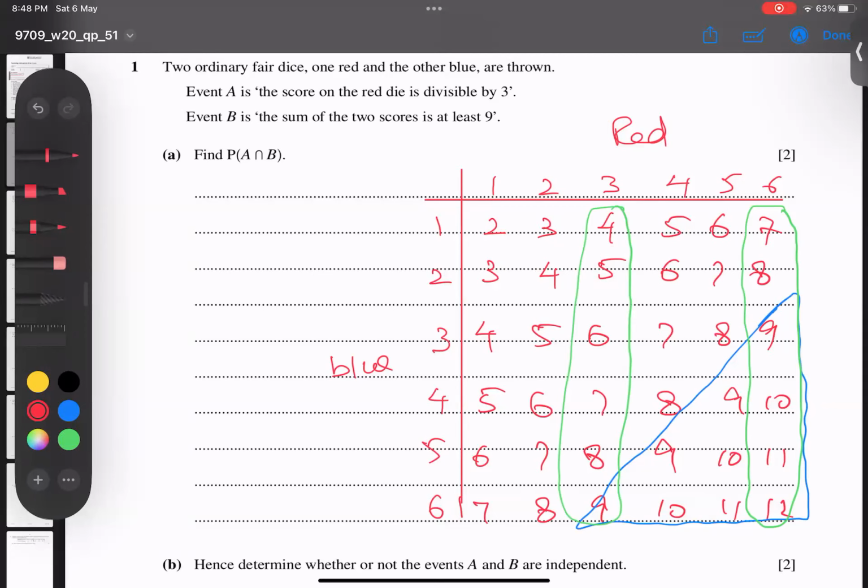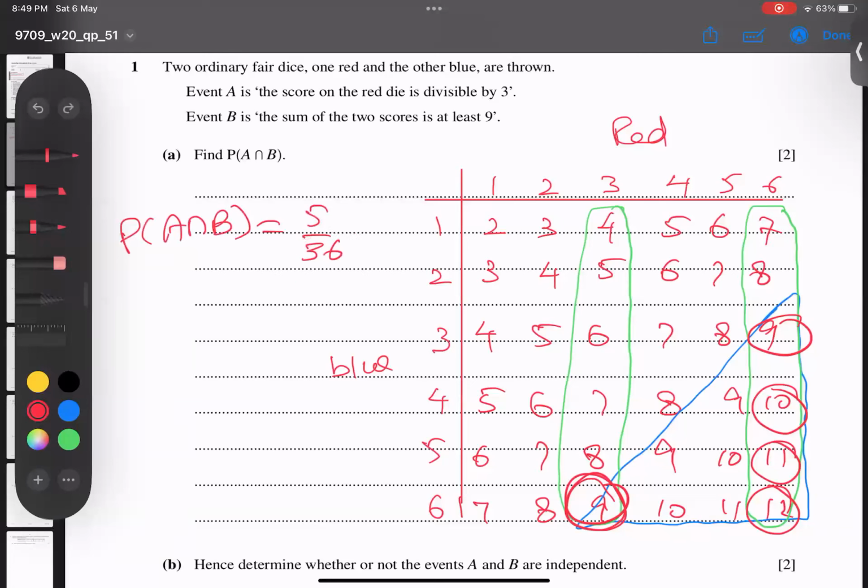Now he talks about together: the total score is at least 9 and divisible by 3. Like the red die must be divisible by 3 as well. So I think this 12 is coming in this range. We can count 1, 2, 3, 4, and this is 5 as well. So 5 numbers satisfy the result. I put circles around them. So Alhamdulillah, A intersection B is equal to 5 over 36.